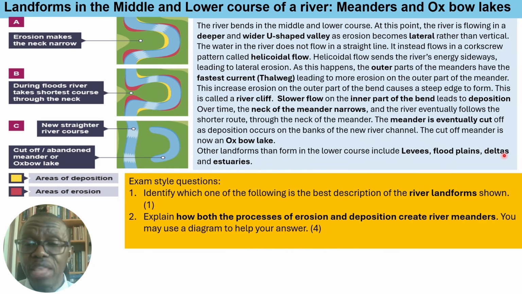So floodplains. And then we also have deltas and estuaries. Now deltas are areas of deposition at the mouth of a river.